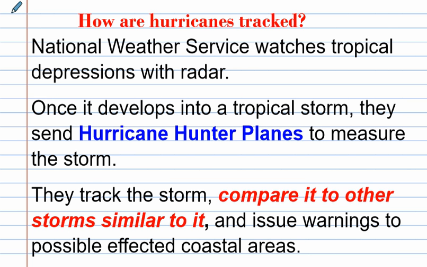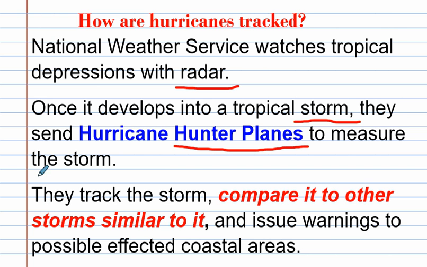So today we're going to look at mapping and tracking hurricanes. The National Weather Service monitors hurricanes with radar, and so we keep track of them using things like Doppler radar. Once it develops into a storm, so remember yesterday how we talked about how it's a depression, then a tropical storm, then a hurricane. Once it gets to be a storm, and that is usually when it gets a number, they send hurricane hunter planes to measure the storm. There are special planes that go and take some data to see what's happening.